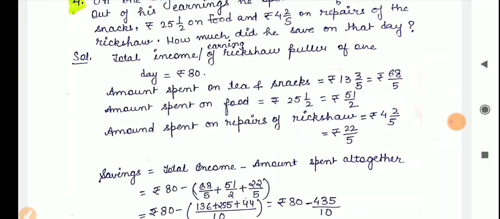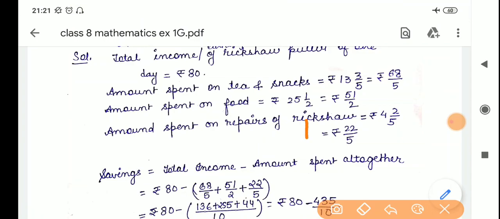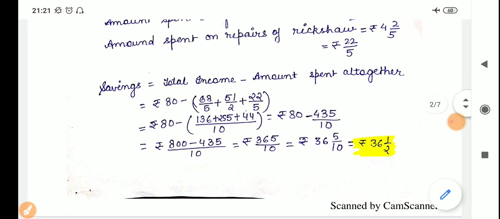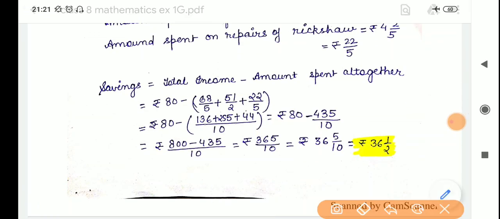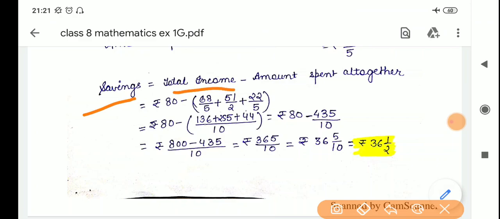Total income or earning of the rickshaw puller of one day is equal to rupees 80. Amount spent on tea and snacks is rupees 13 complete 3 by 5, which is rupees 68 by 5. Then amount spent on food, that is rupees 25 1 by 2, is rupees 51 by 2. Now amount spent on repairs of the rickshaw, that is rupees 4 complete 2 by 5, is rupees 22 by 5. Now again that formula which I told you right now about the savings.